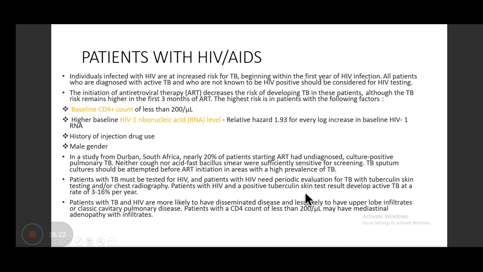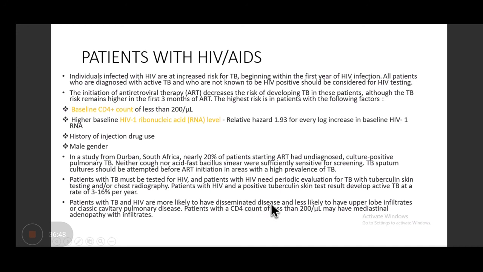Patients with HIV and a positive tuberculin skin test result develop active TB at the rate of 3 to 60% per year. Okay, so that's a comparatively very high rate. Patients with TB and HIV are more likely to have disseminated disease. Okay, why disseminated? Because they are highly immunosuppressed.